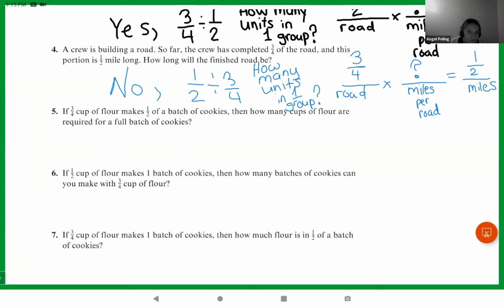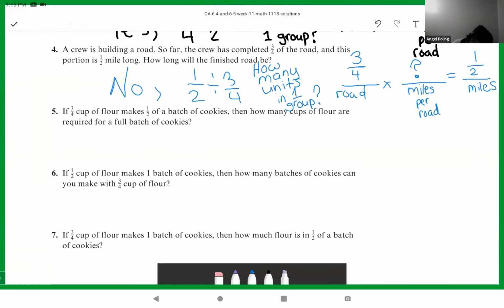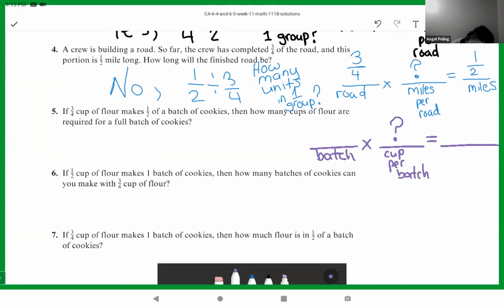We've got, if 3/4 cup of flour makes 1/2 of a batch of cookies, then how many cups of flour are required for a full batch of cookies? All right, so let's take a look. We're being asked how many cups are there per batch, which puts our batch here and our cup measurement here.